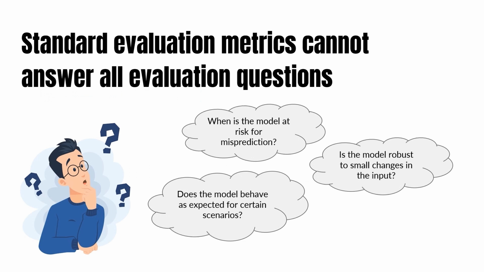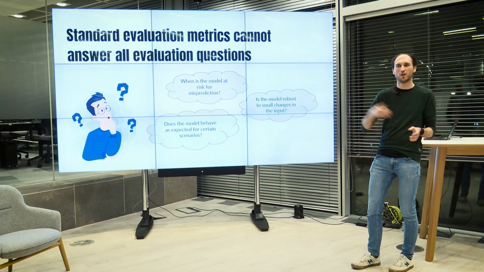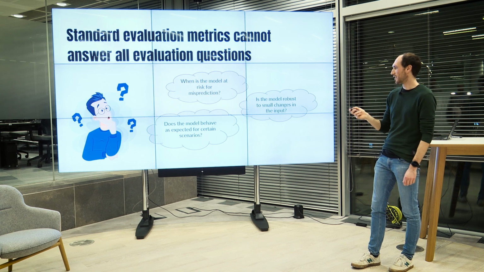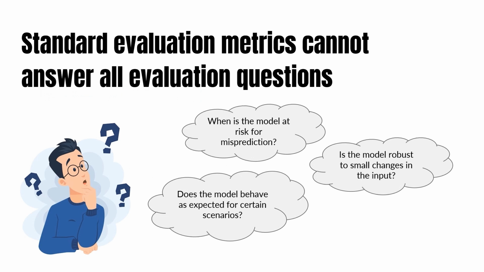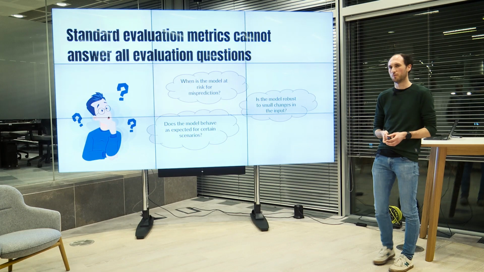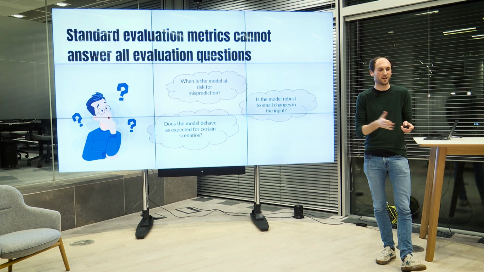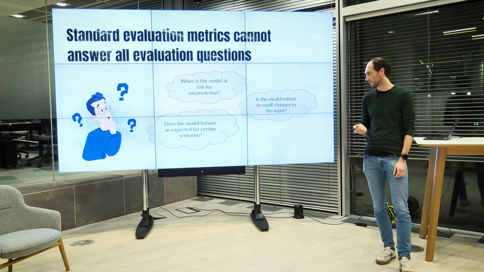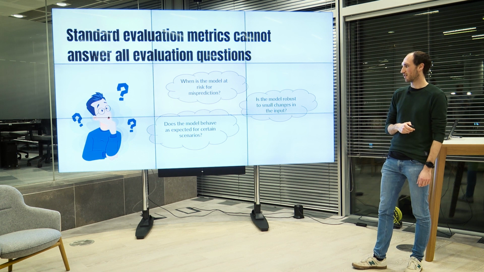Second, is the model robust to small changes in the input? If you slightly change the location of the shot, you don't want it to significantly impact your prediction. And third, does the model behave as expected in certain scenarios, especially scenarios where you have domain knowledge? You might have intuitions about the probability of scoring from a very tight angle or from a very large distance, and you want the probabilities for these kinds of predictions to make sense. So these are questions we can't answer with basic aggregated metrics.